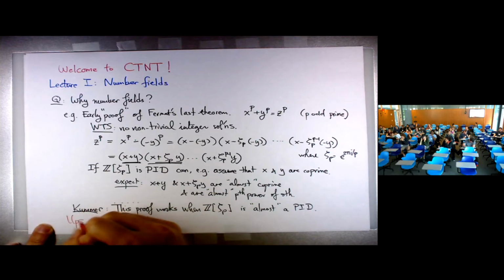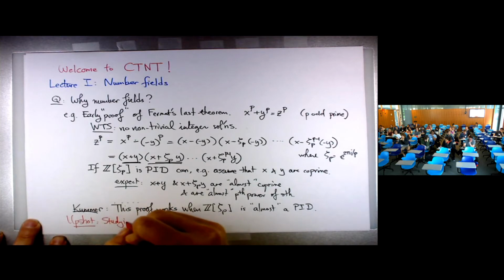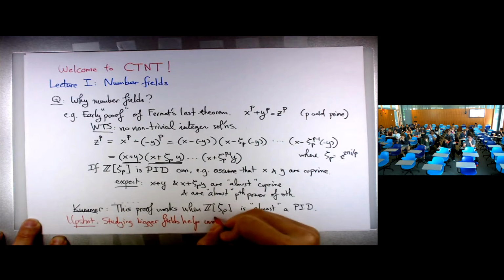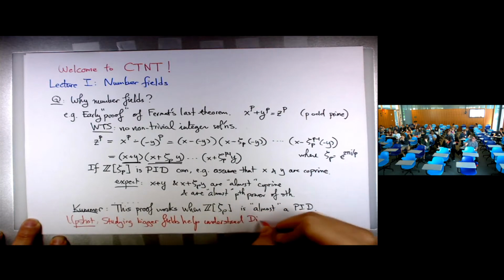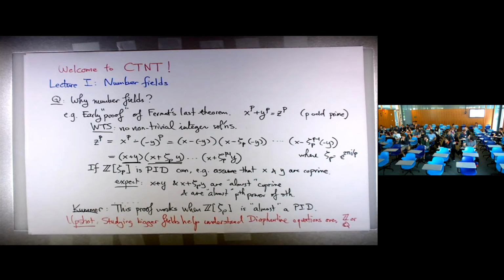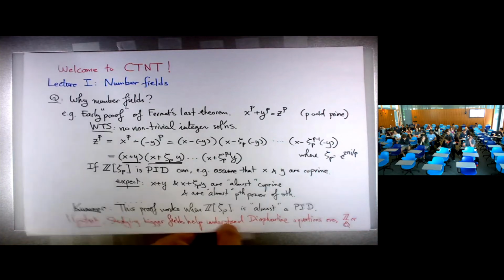So here's the upshot I want to conclude at the end of this example: studying a bigger field helps understand this Diophantine equation over either Z or Q. Okay? So even if the original equation, like this one, x to the p plus y to the p equals z to the p, is asking about integer solutions or rational solutions, the solution sometimes involves understanding this in a bigger field. And it really helps if you go to a bigger field. So that's what we want to talk about: number fields.